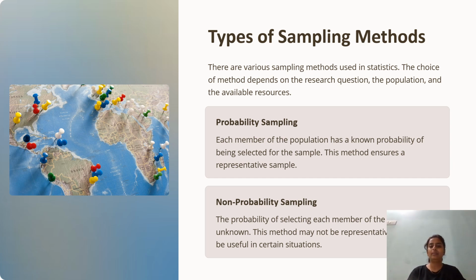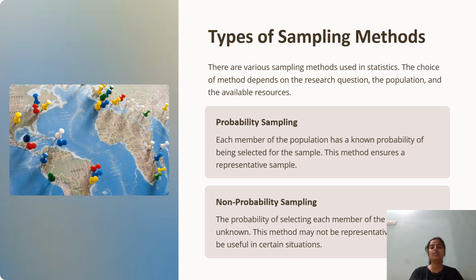Next, types of sampling methods. There are various sampling methods used in statistics. The choice of method depends on the research question, the population, and the available resources. Probability sampling and non-probability sampling. These are the two types of sampling methods.